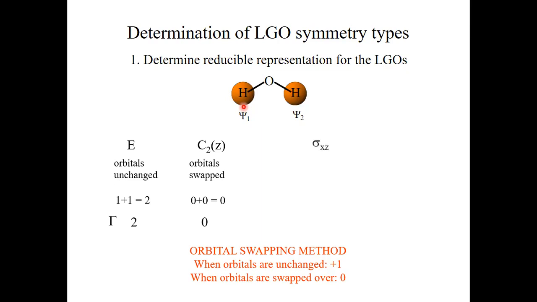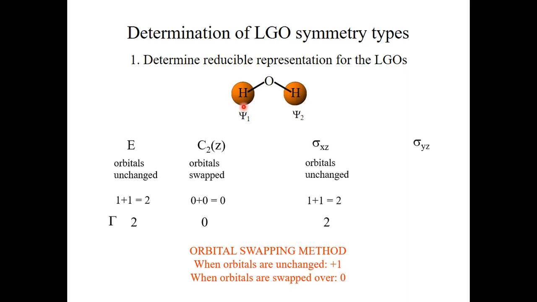In the next step, we apply the same method to the two mirror planes. We have the sigma xz mirror plane, which is in the plane of the molecule. Do the orbitals swap their positions? The answer is no, they stay in their position. Therefore, each of them gets the character 1, and these two characters add up to give a character of 2.